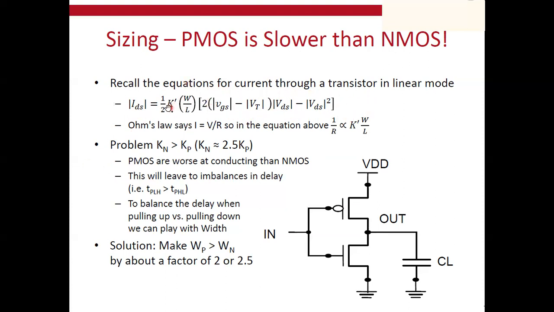But what about this term? This term Kn dash W/L. W/L are geometrical parameters representing the width and the length of the channel, but Kn dash is a material parameter, and it depends on the type of the material of the MOSFET, as well as the type of the carrier moving.